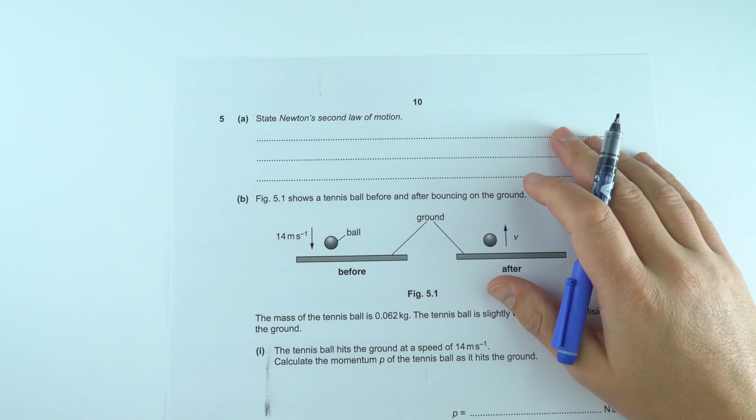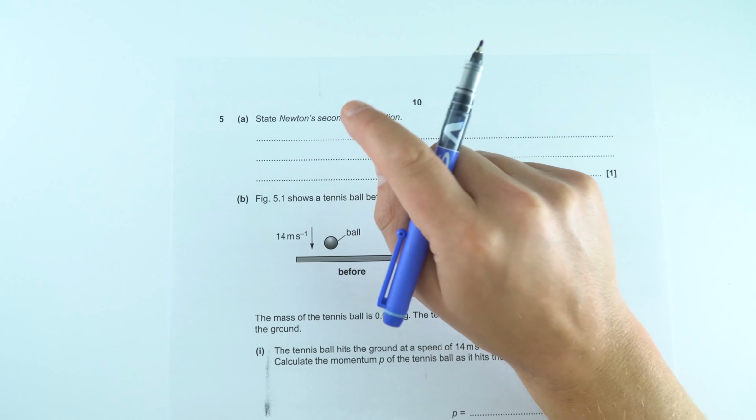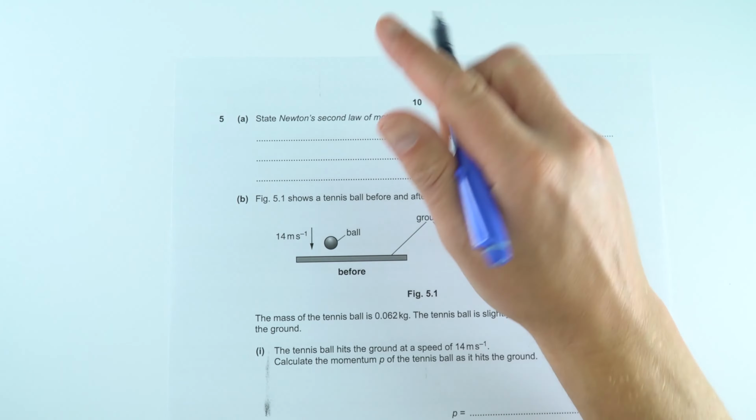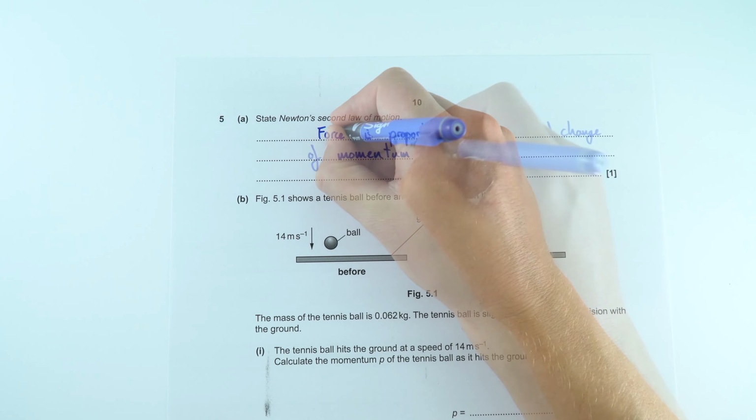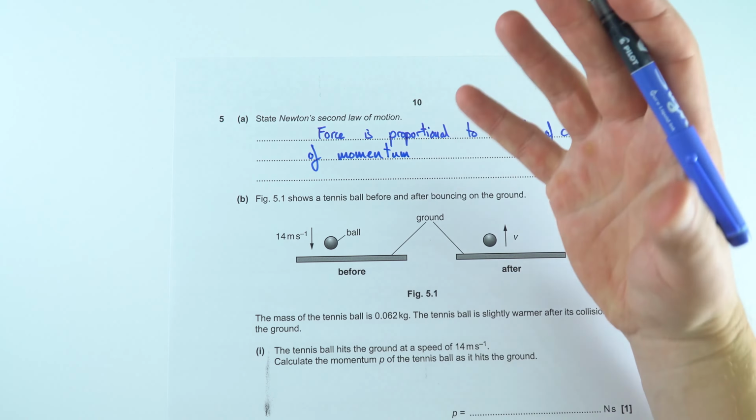Now I thought that question 5 started with an easy definition. This is something that you just have to remember. And Newton's second law says that the force is proportional to the rate of change of momentum. Okay, that's all there is to it.